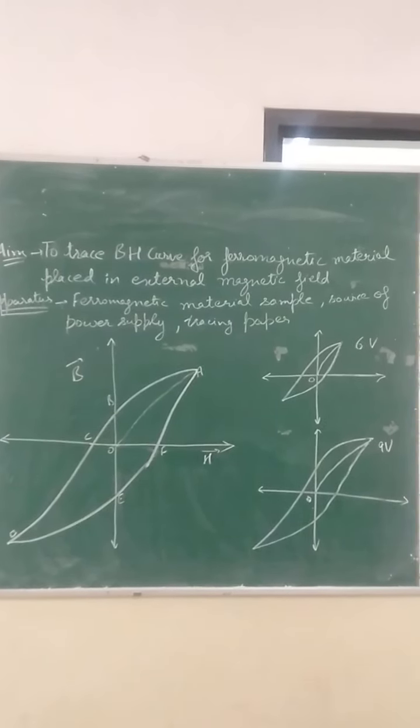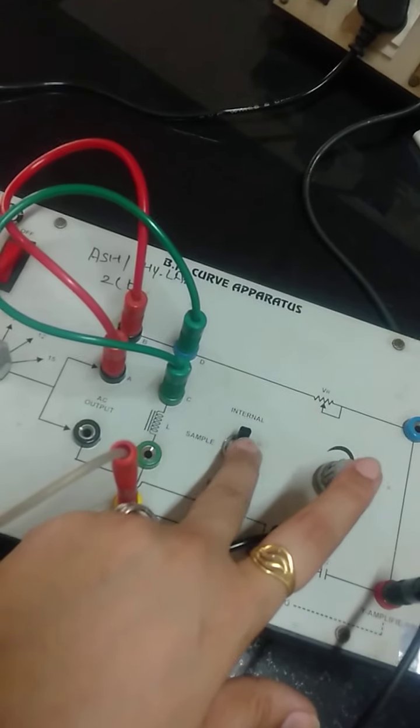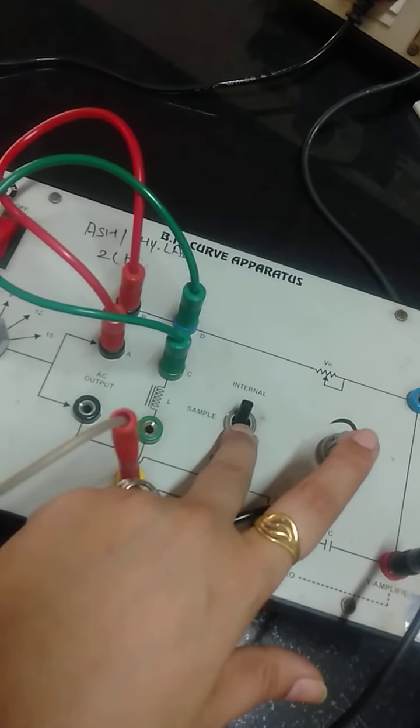So here I am having the BH curve apparatus where at the input end I am having an AC power supply. So the positive terminal of the AC power supply is connected to the circuit. Similarly, the negative terminal is also connected to the circuit. And here the sample is internal, that is why we have chosen internal.